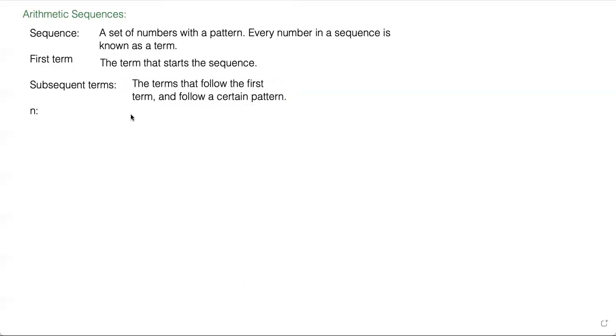So basically, subsequent terms are denoted with n. n is the term number of the subsequent terms. That is really all you need to know. The subsequent term is usually denoted as a subscript n.